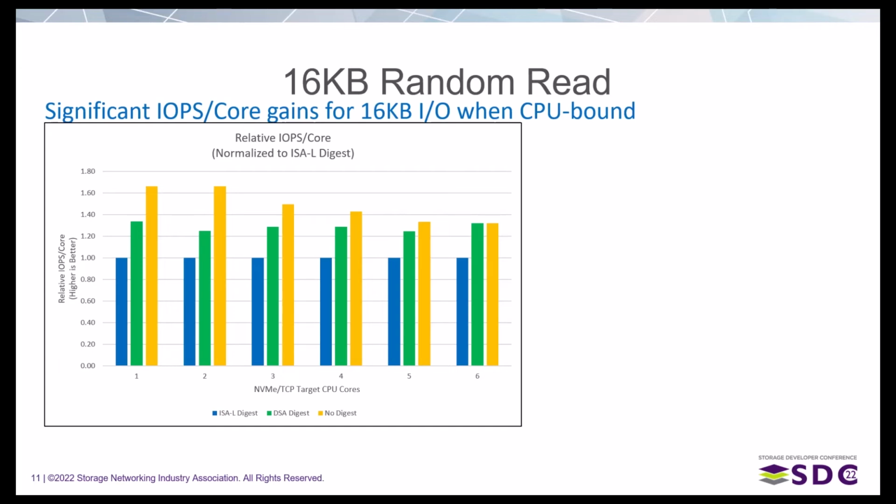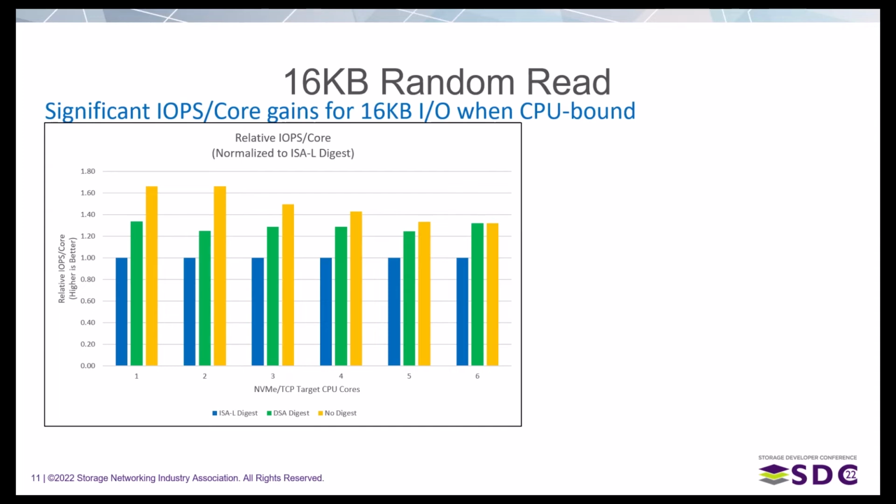And then looking at the relative IOPS, when we use DSA, that's the green bar versus the gold bar, which is the relative IOPS when we did not even compute the digest in the first place. We can see that as we increase the amount of work that the target is doing and the CPU cores that the target is using, with DSA the target is actually closing that performance gap.